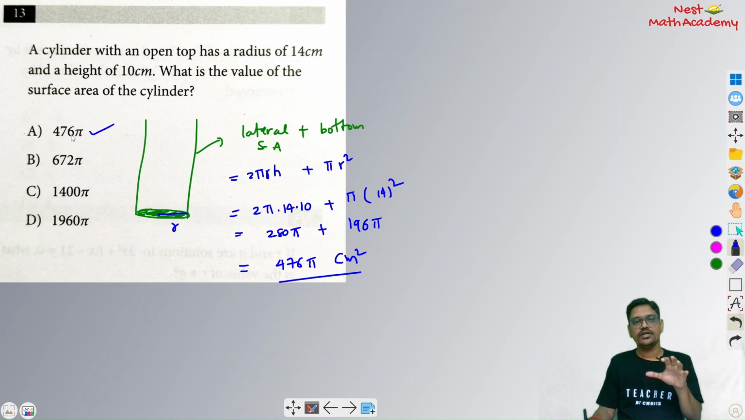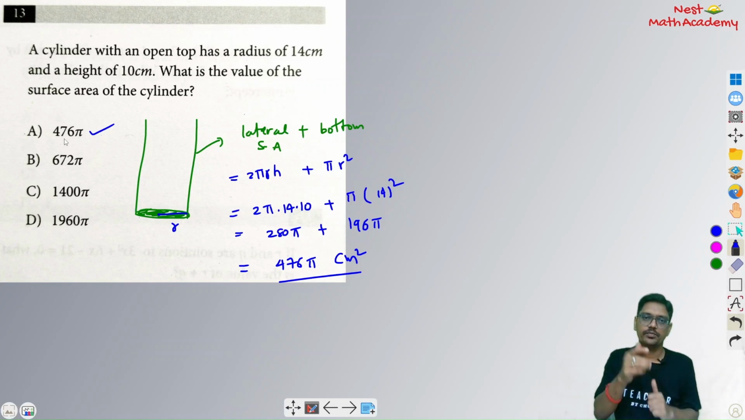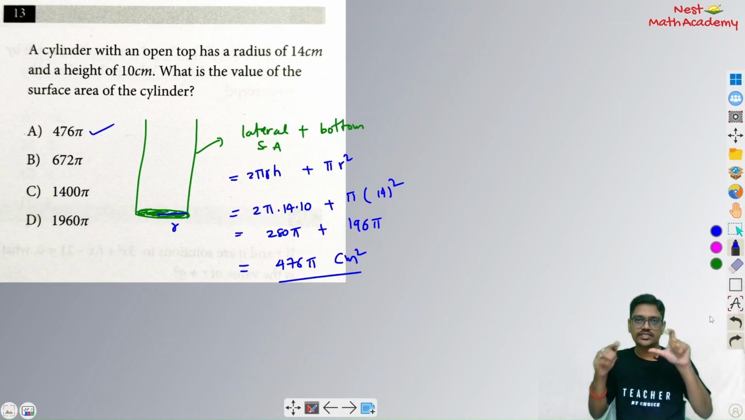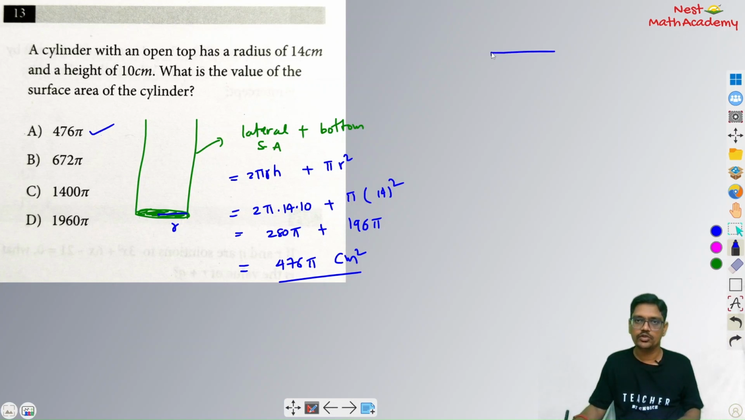So we need to be careful about what the given information is here. If the top was also closed, there would be one more pi r square, so this would have been multiplied by 2. Since it's a top open, only 1 pi r square we added. If it is just a pipe kind of thing, where both ends are open, then this also won't come, only the lateral surface area will come. So in the given context, what are we exactly looking for? Based on that, a slight adjustment has to be done. Okay.